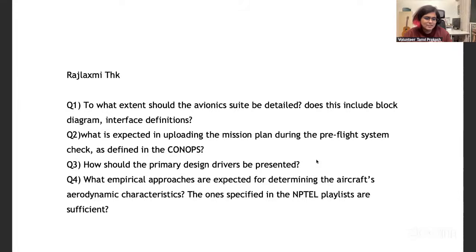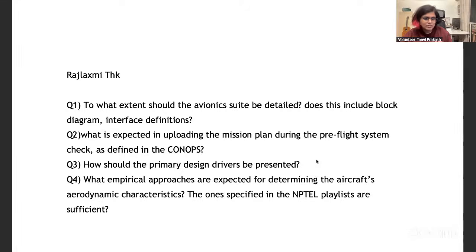The third question is, how should the primary design drivers be presented? We have given you some criteria that will be checked as part of your design reports at both the stages. The results for those primary design criteria need to be presented, and any assumptions that you made to reach those results should be clearly identified in your report.